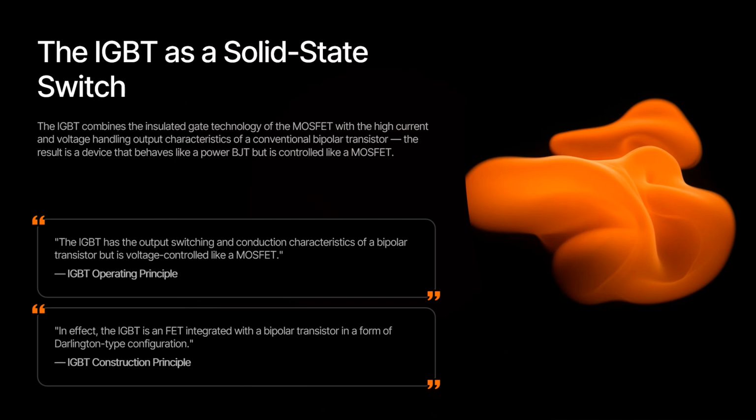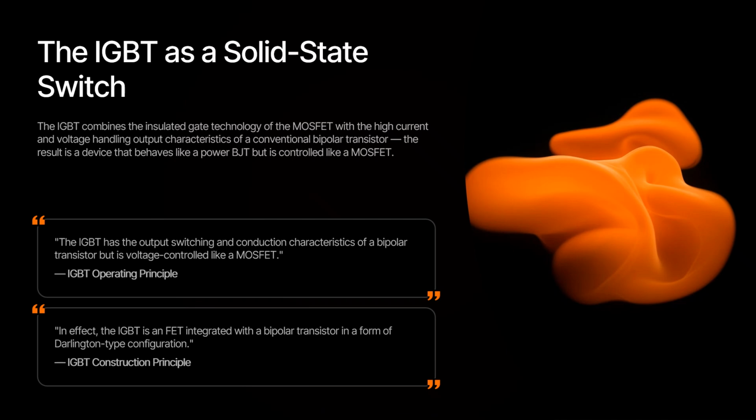The IGBT as a solid-state switch. The IGBT combines the insulated gate technology of the MOSFET with the high current and voltage handling output characteristics of a conventional bipolar transistor. The result is a device that behaves like a power BJT but is controlled like a MOSFET. IGBT operating principle. The IGBT has the output switching and conduction characteristics of a bipolar transistor but is voltage controlled like a MOSFET.